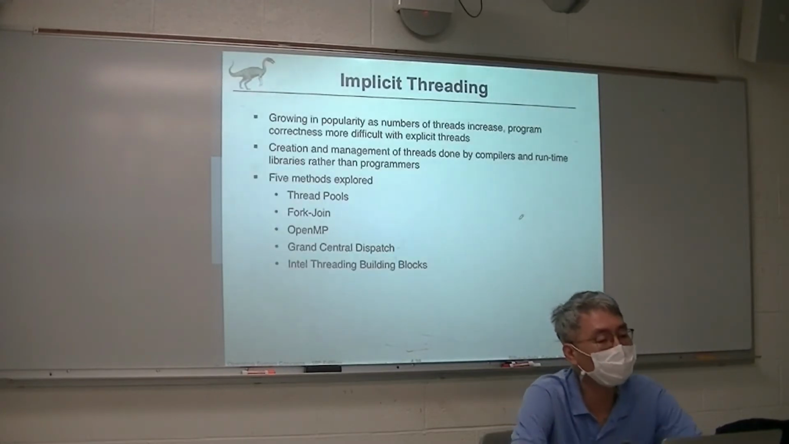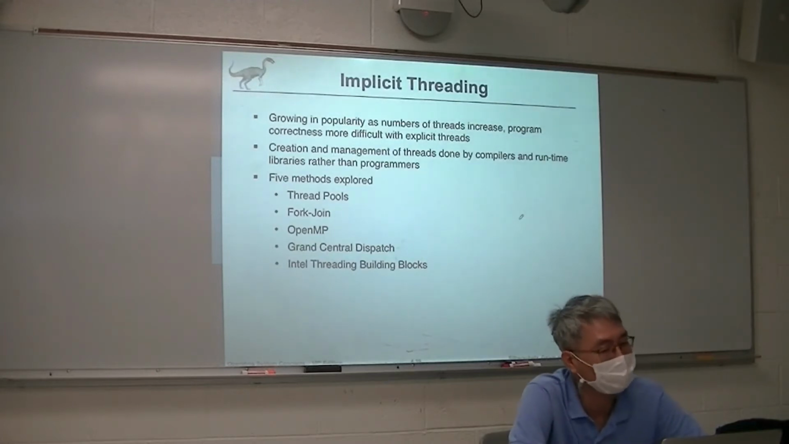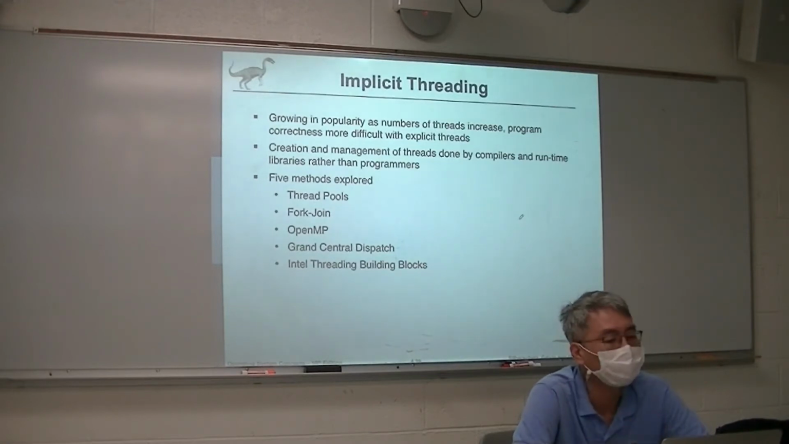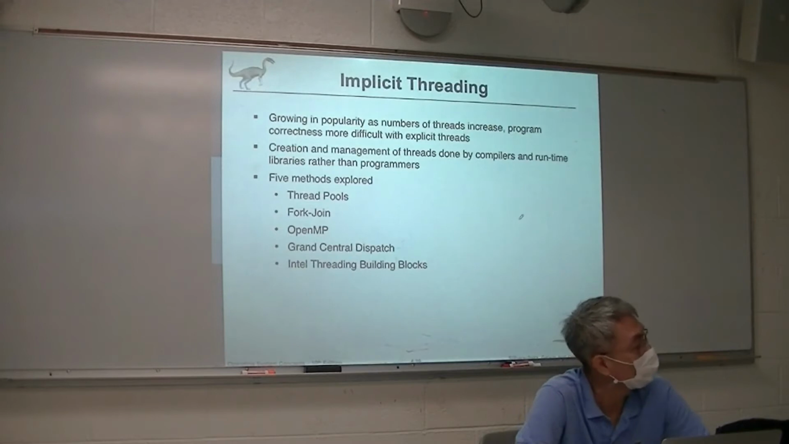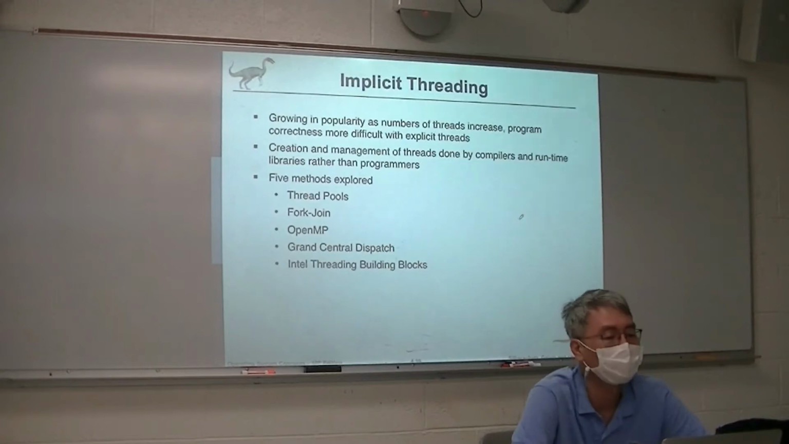So nowadays the thread is better in terms of resource utilization. More and more programming languages implicitly use the thread. This is called implicit threading, so you may not realize it as a user. Okay. To do that, there exist different methods to support such implicit threading, like the thread pool, fork join, OpenMP, Grand Central Dispatch, and Intel Threading Building Blocks. So we will see each of them. Okay.